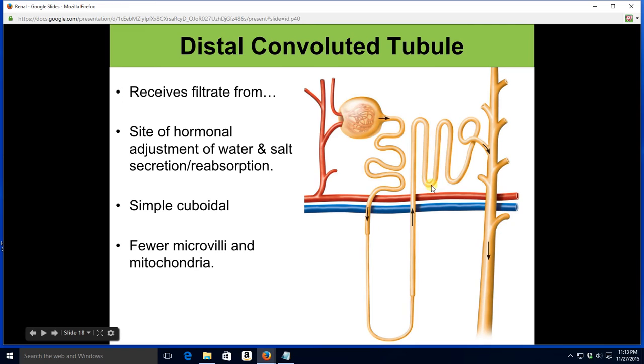Then we get to the distal convoluted tubule. Distal because it's farther away from the glomerulus. Convoluted because it's twisty. This is where we do the adjustment, usually controlled by hormones, the adjustment of water and salt secretion and reabsorption so that we can maintain homeostasis. We're still simple cuboidal here, but fewer microvilli and mitochondria, and this is reflective of the fact that we're not doing as much reabsorption and secretion by the time we get over here.